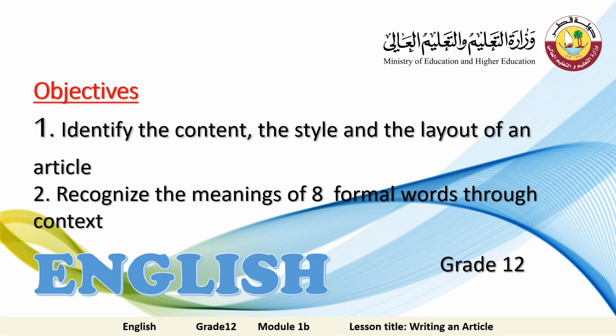We have two simple objectives for our lesson. First one is to identify the content, style, and layout of an article. Second one is recognize the meanings of 8 formal words through context.